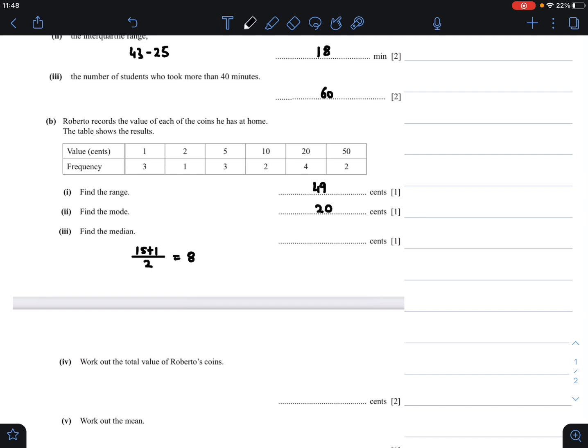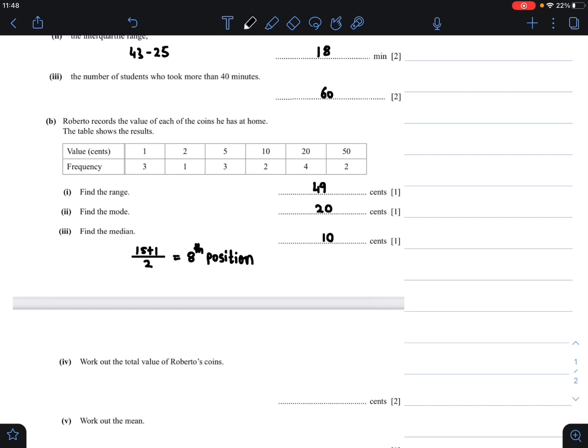So therefore your median will lie in this value, and you see the corresponding x value, which is 10 in this case. So your final answer will be 10 cents. This will be the 8th position.